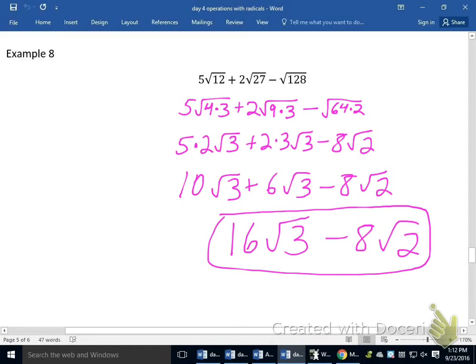Good job today. We'll pick up some more simplification of radicals likely tomorrow and keep on working through this unit. It's becoming quite the long one.